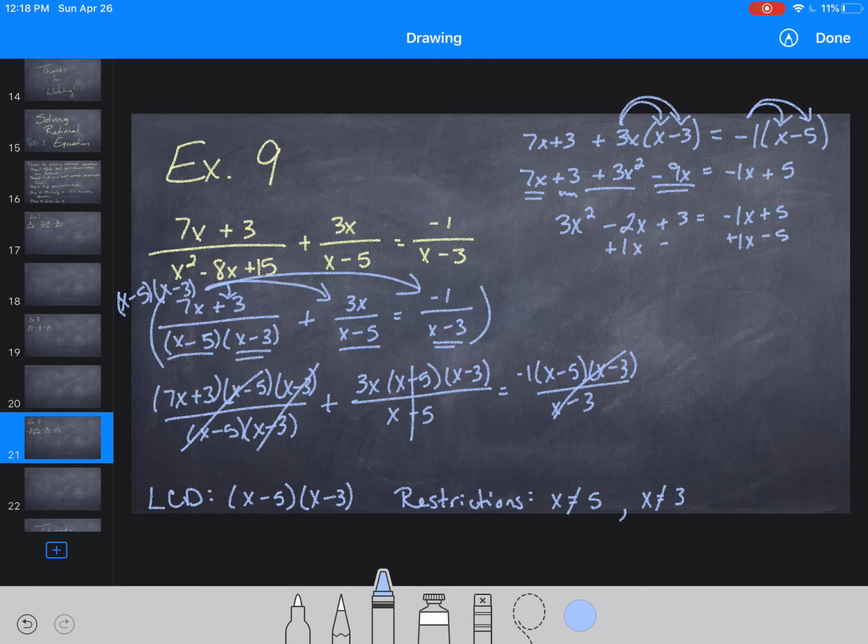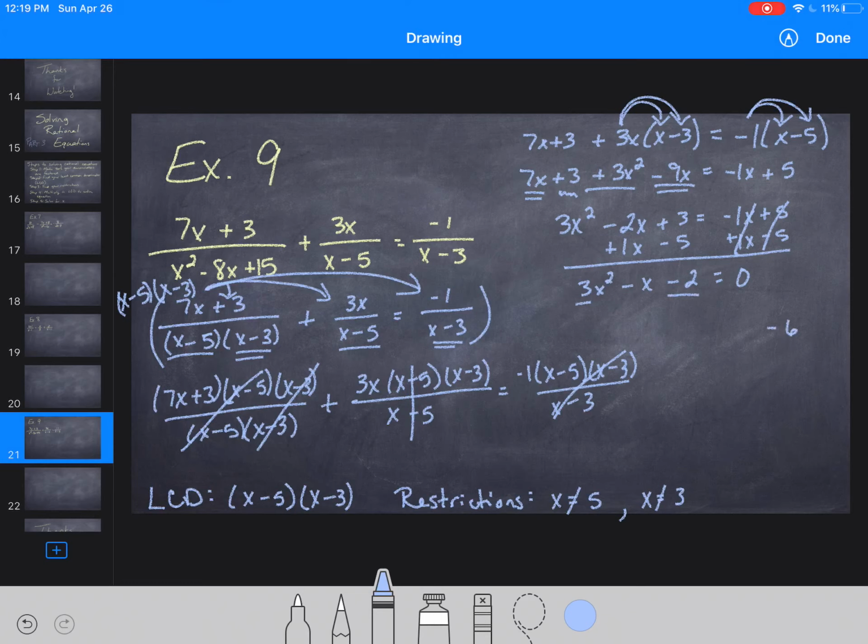I'm going to get everything on the same side as that x squared. So I'm going to add 1x to the left side. I'm going to add 1x to the right side. I'm going to subtract 5 from my right side, and I'm going to subtract 5 from my left side. Whenever I simplify this, I end up with 3x squared minus x minus 2 is equal to 0 because everything cancels on the right side. Now, I can see that I have a quadratic, and it's 3 terms, so it's a trinomial.